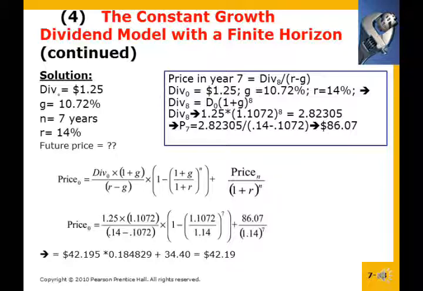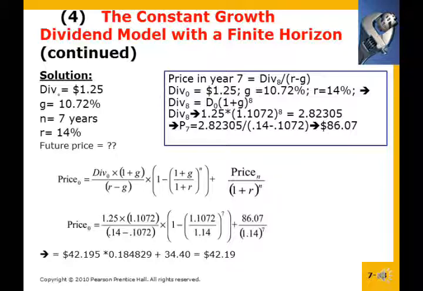The second part is also given. 1 minus 1 plus G, which is 10.72, divided by 1 plus R, all to the power 7. So 1 minus 1.1072 divided by 1.14, all to the power 7, as n is given 7 in our problem. The last part of the formula, which is price n divided by 1 plus R to the power n. Please concentrate.